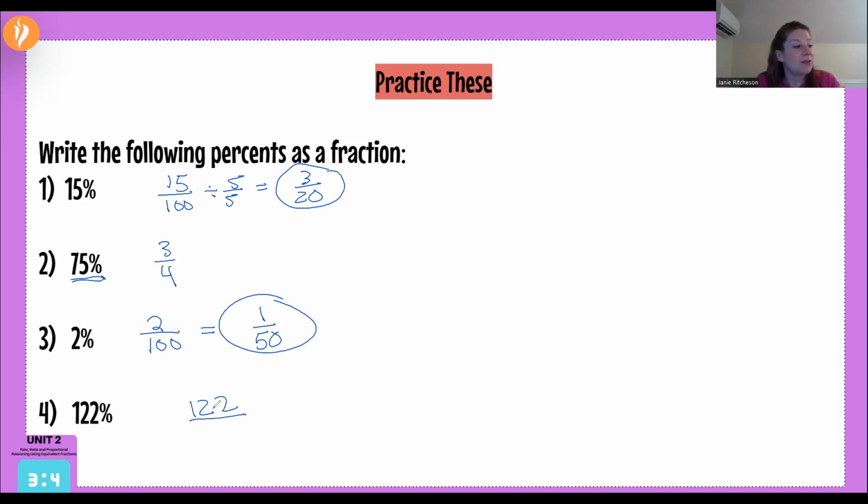122%. Anyway, all percents go over 100. And then if we simplify that, it would simplify to 1 whole with 22 left over, 22 over 100, which is the same thing as 1 11/50. 1 11/50, right?